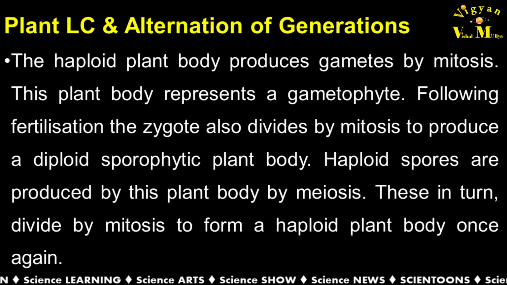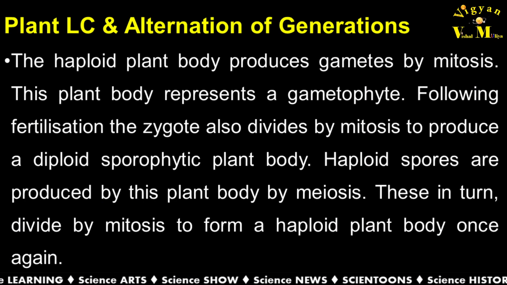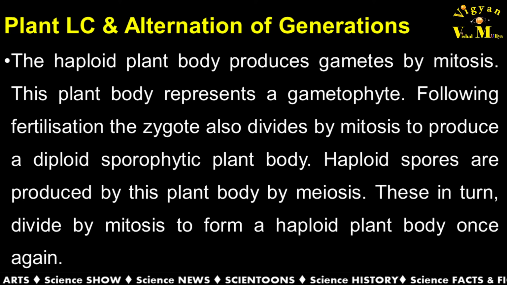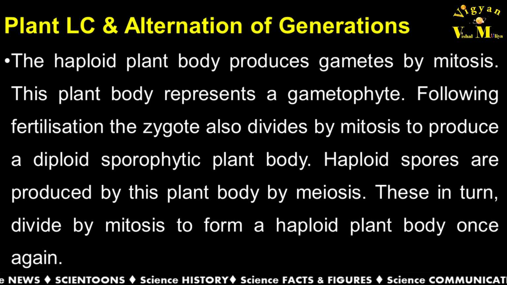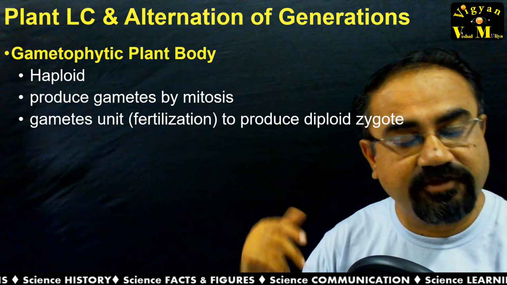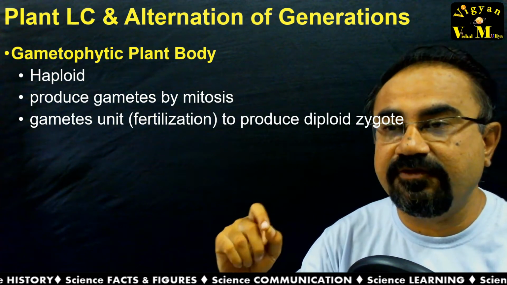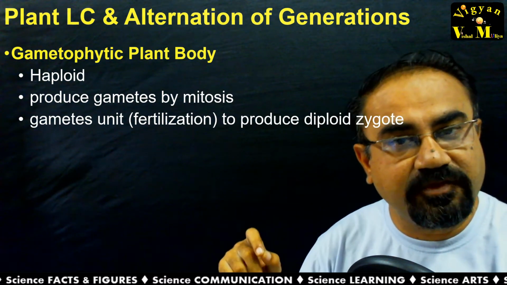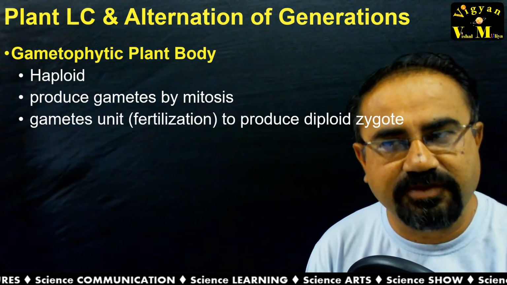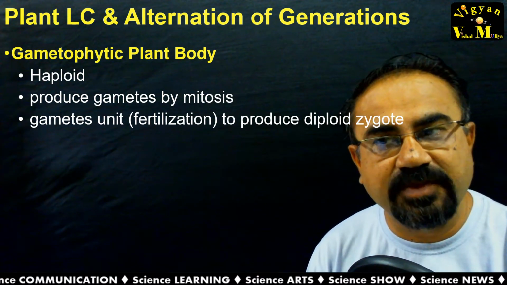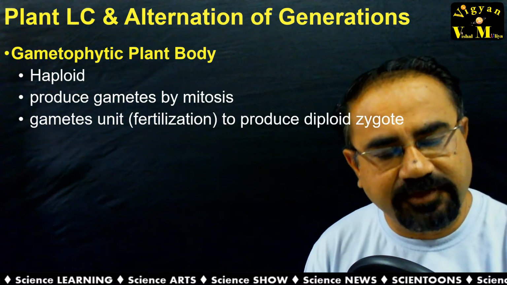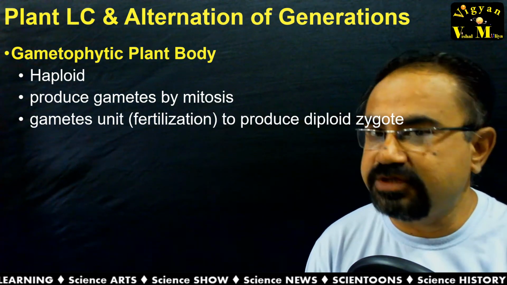This is given in a very compact way in the textbook in 3 or 4 different sentences. Let me simplify these sentences. There are two kinds of plant body. First is the gametophytic plant body. This gametophytic plant body is represented by haploid cells or a haploid set of chromosomes. It produces gametes by mitosis, and these gametes undergo fertilization and produce a zygote.